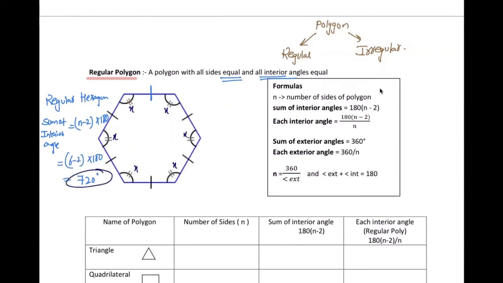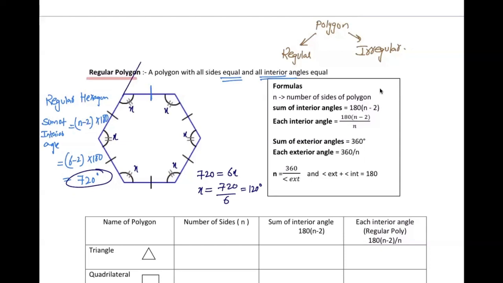So this value of 720 is equal to 6x. What is going to be the value of x? 720 divided by 6, which is 120 degrees. Which means that all the interior angles of this hexagon are 120 degrees. Are we clear till here?